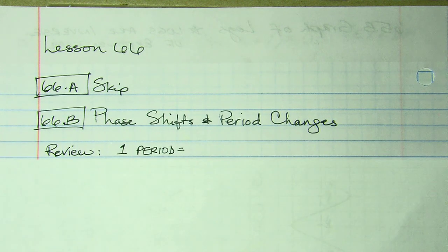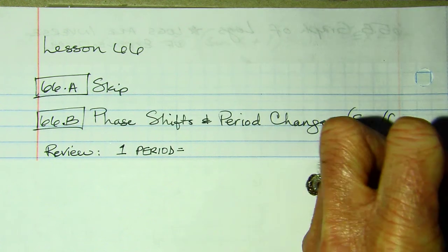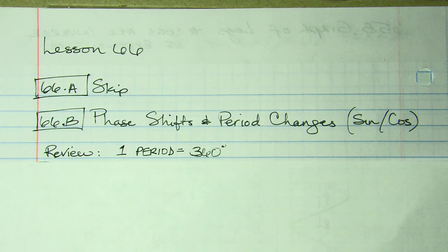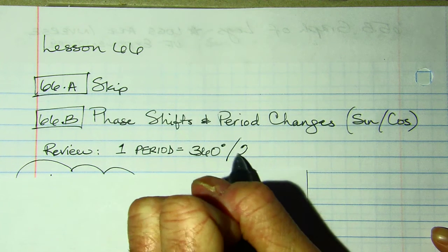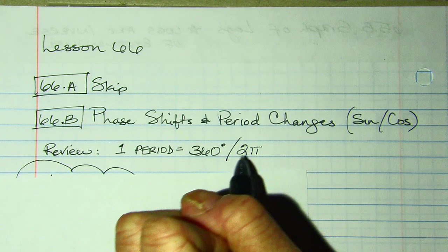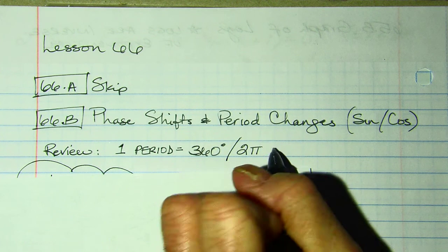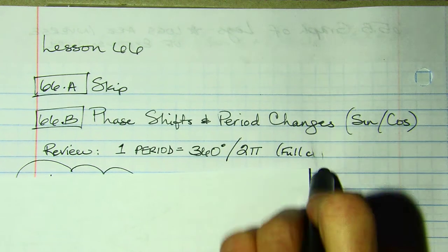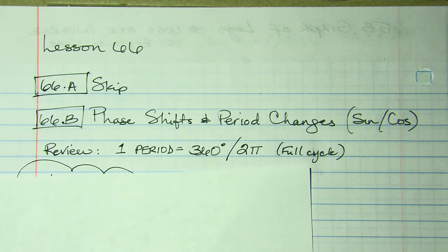In a sinusoid, now we're talking about sinusoids, so sine and cosine graphs, one period should equal 360 degrees. So a full cycle should occur in 360 degrees, or if it's in radians, that's 2 pi, right? Because pi is 180, so 2 times 180 is 360 degrees. So this is saying a full cycle should occur in 360 degrees.